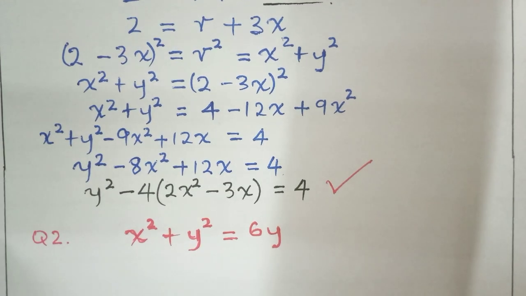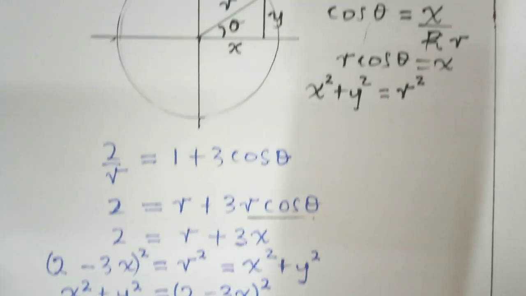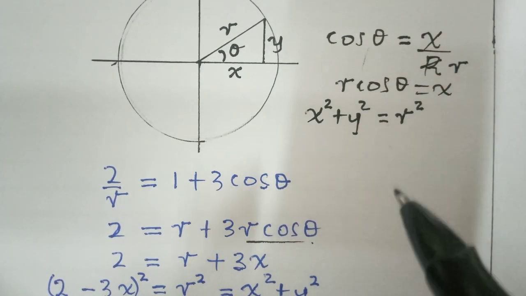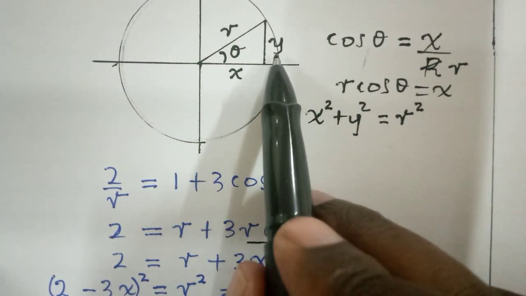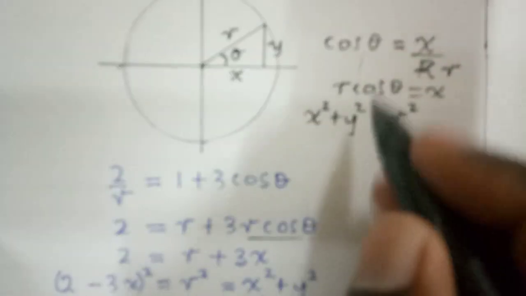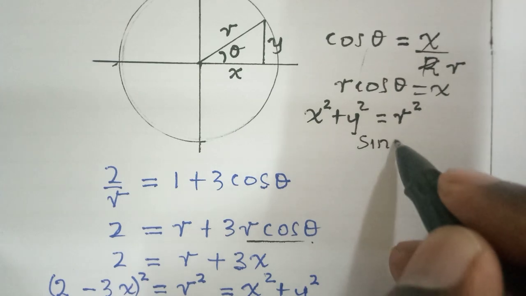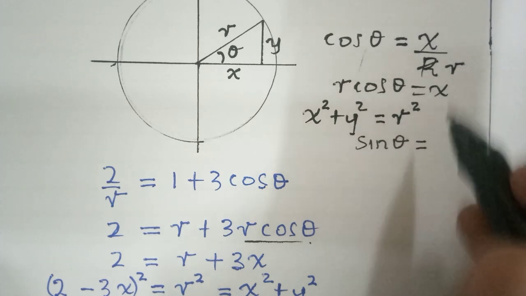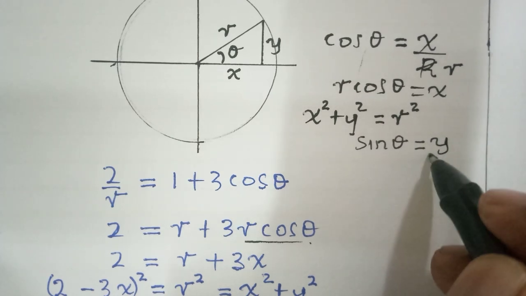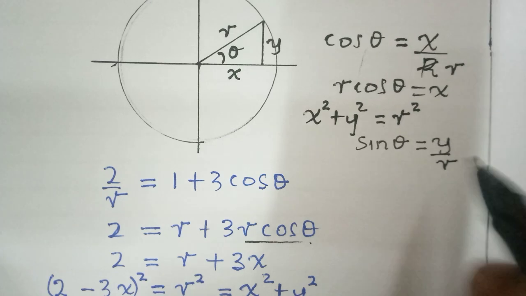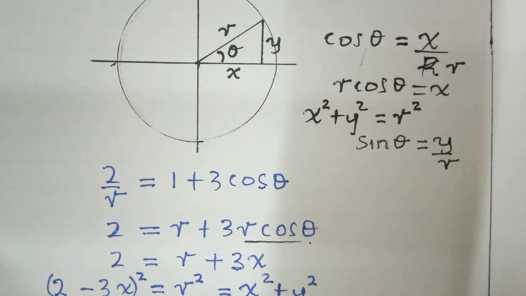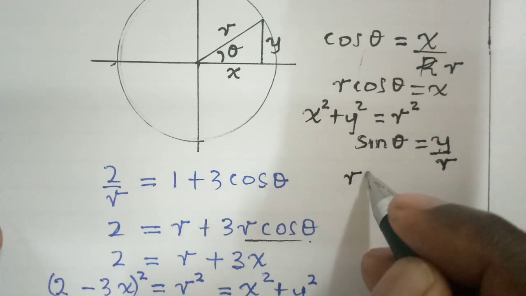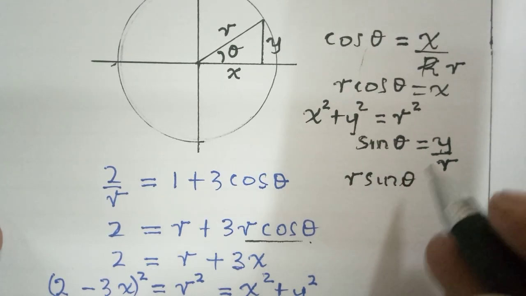So guys, before we do that question, let's check here where we had said that r cos theta is equal to x. We can also have, using this, sine theta is equal to opposite over hypotenuse, which is r. And so therefore, guys, we shall have r sine theta is equal to y.